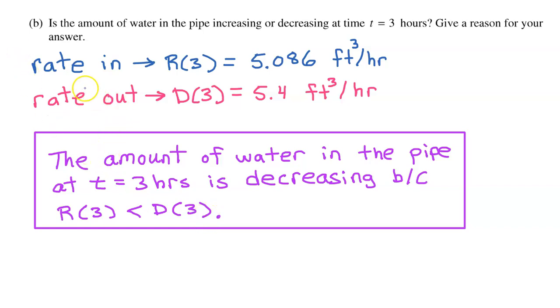Notice that to help us understand the problem, I speak in terms of rate in versus rate out. But when I write my final justification, I don't mention rate in or rate out. That's because these terms are not specific enough for the College Board. So instead, just say r at 3 is less than d at 3.